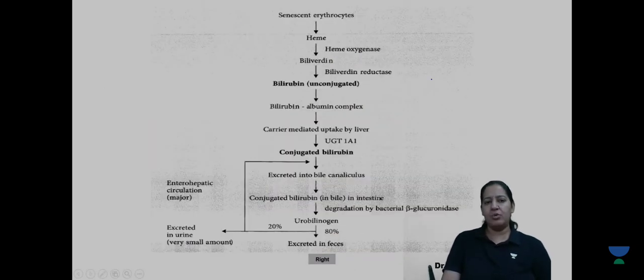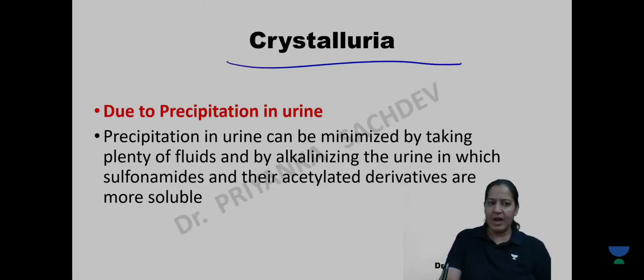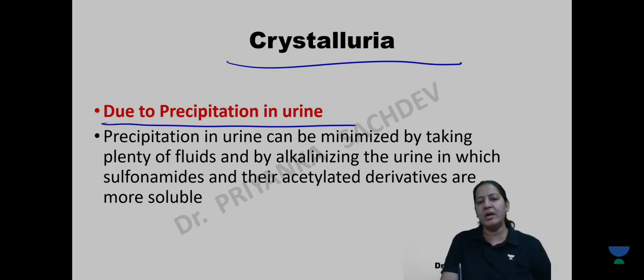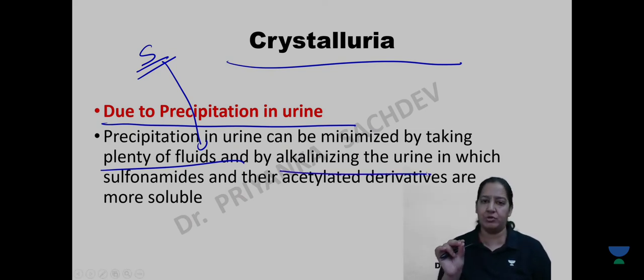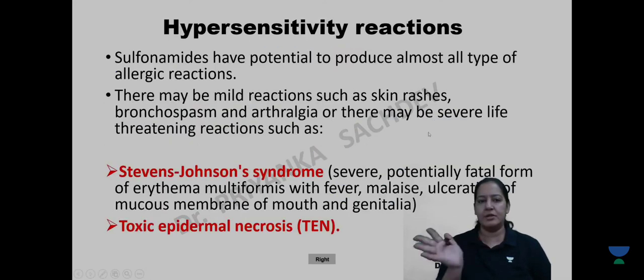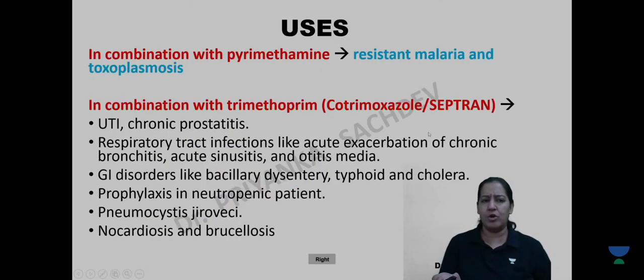Kernicterus kaise hoga? I have explained to you how the kernicterus will happen. Crystalluria, I have explained to you. It is due to the precipitation in the urine. In the urine, they will form precipitate and they will form the crystals, right? So whenever you are a doctor prescribing sulfonamide to your patient, ask the patient to drink plenty of water along with it. Otherwise, it will form crystals in the urine if you don't drink water. And alkalinize the urine by giving some alkalinizing agent to the patient, right? तो कोई alkaline agent दे दो जिससे urine alkaline हो जाए. In alkaline urine, crystals will not form. So these are the two preventions. Hypersensitivity reaction तो किसी को भी हो सकता है.